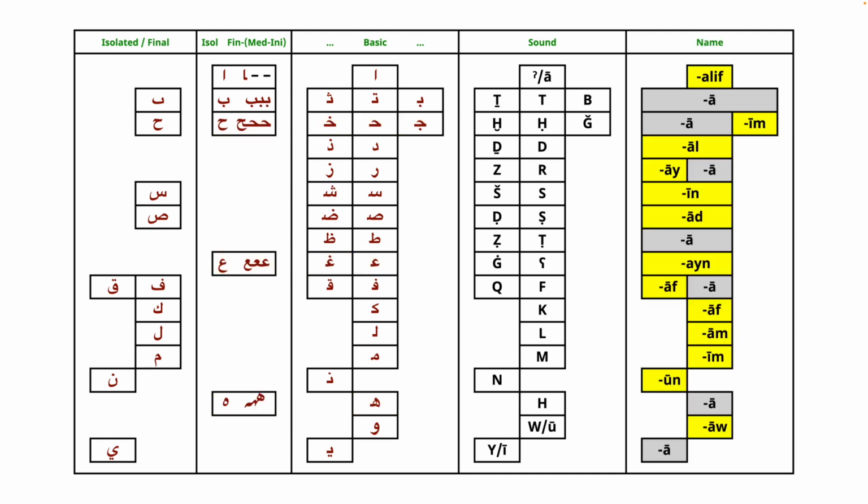As far as the names are concerned, almost half of the letter names are just the consonantal sound that denotes plus an a. Ba, ta, tha, ha, etc. Whereas the rest still have names inherited from Aramaic and Phoenician. Jim, dal, dhal, zai, etc.